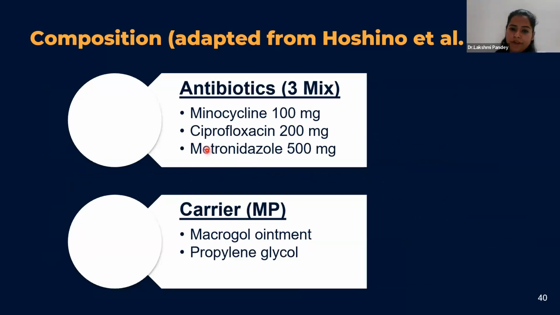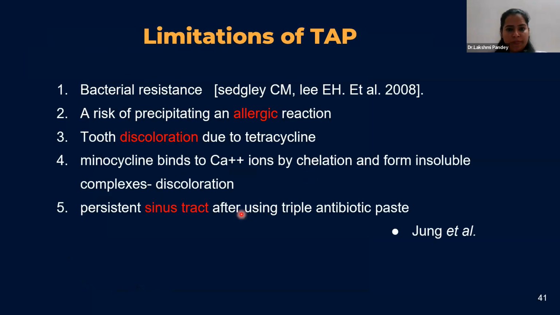100 milligram ciprofloxacin, 200 milligram, and metronidazole 500 milligram. So this mixture was given, and as a carrier you can use macrogol and propylene glycol, and you can mix it and use it immediately in the patient's mouth.